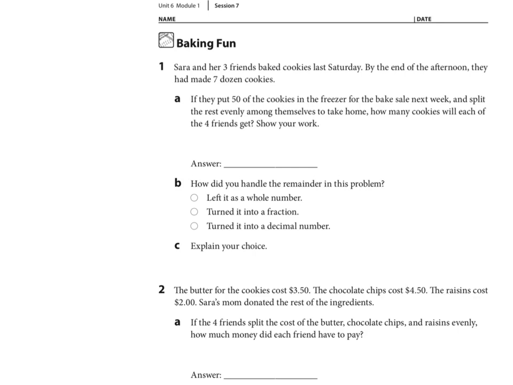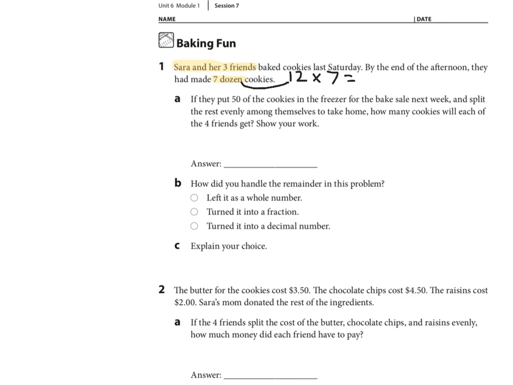First of all, let's break down this first sentence. Sarah and her 3 friends, that is probably going to be important, bake cookies. By the end of the afternoon, they had made 7 dozen cookies. Well, first of all, do you know how much is a dozen? A dozen is 12. So if they made 7 dozen, how many did they get altogether?